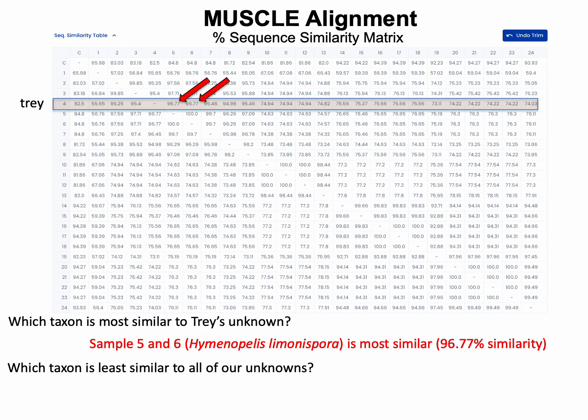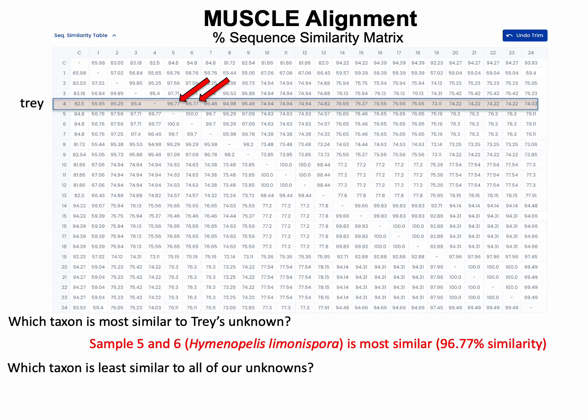So samples number 5 and 6 are 96.77% similar to Trey's sample. They have the highest % sequence similarity in that muscle alignment. And so those samples, Hymenopellis, are both Hymenopellis limnospora. And so they have the highest sequence similarity to Trey's sample.